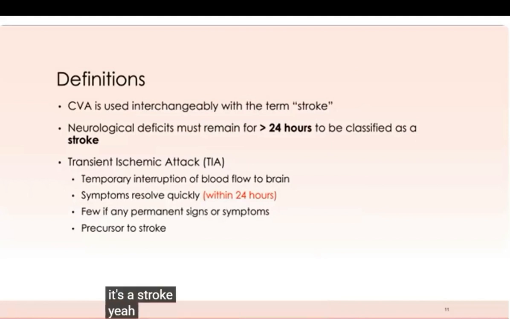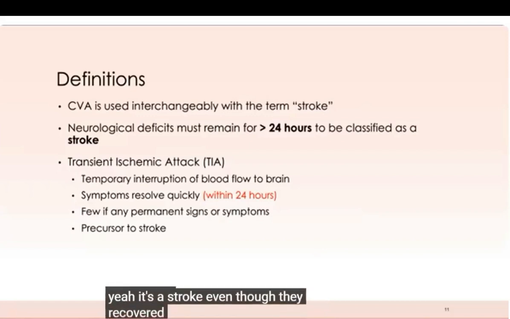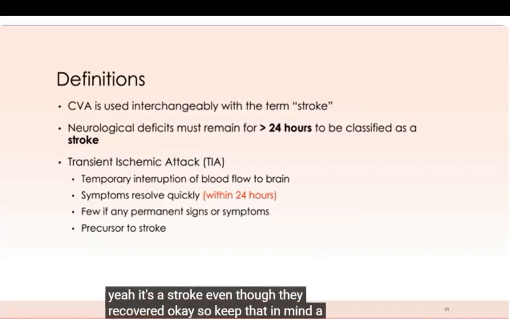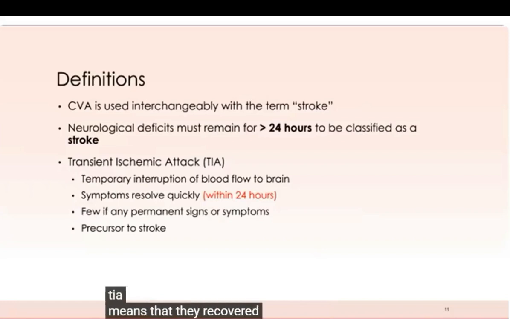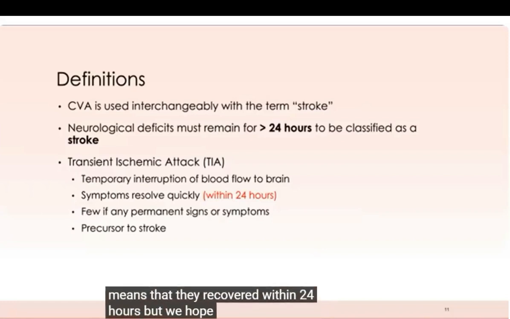It's a stroke. Yeah, it's a stroke, even though they recovered. Okay, so keep that in mind. A TIA means that they recovered within 24 hours. But we hope that our patients all recover, whether it's 1 week or 3 years, we hope that they make recoveries, okay? But if it's more than 24 hours, it's going to be considered a stroke.